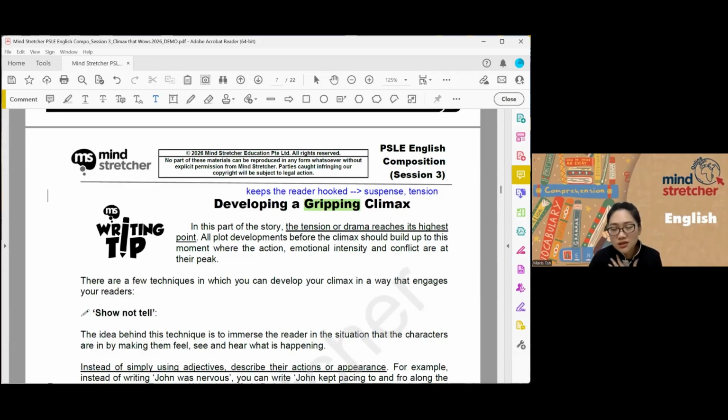But we cannot hear all these when we're writing. So in your description, when the tension or drama reaches its higher point, where the action and emotional intensity and conflict are at their peak, we want to make sure that we use these techniques to help our readers be in that moment, as if they're really there. They can hear, they can feel, they can see, they can sense the tension in the room, okay? So emotional intensity is the most intense, like I mentioned just now.